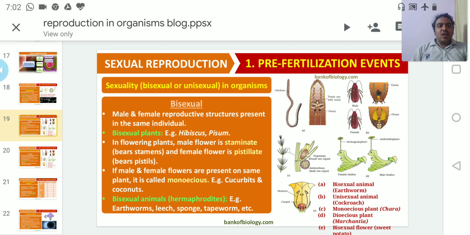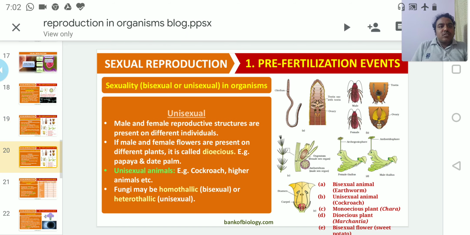In animals, we use the terminology hermaphrodites. Hermaphrodites: earthworms, leeches, sponges, tapeworms. In these organisms, both male and female reproductive structures are present in the same organism. Such animals are known as hermaphrodites. Okay? And see here, in this case only, you can observe what reproductive structures are present.